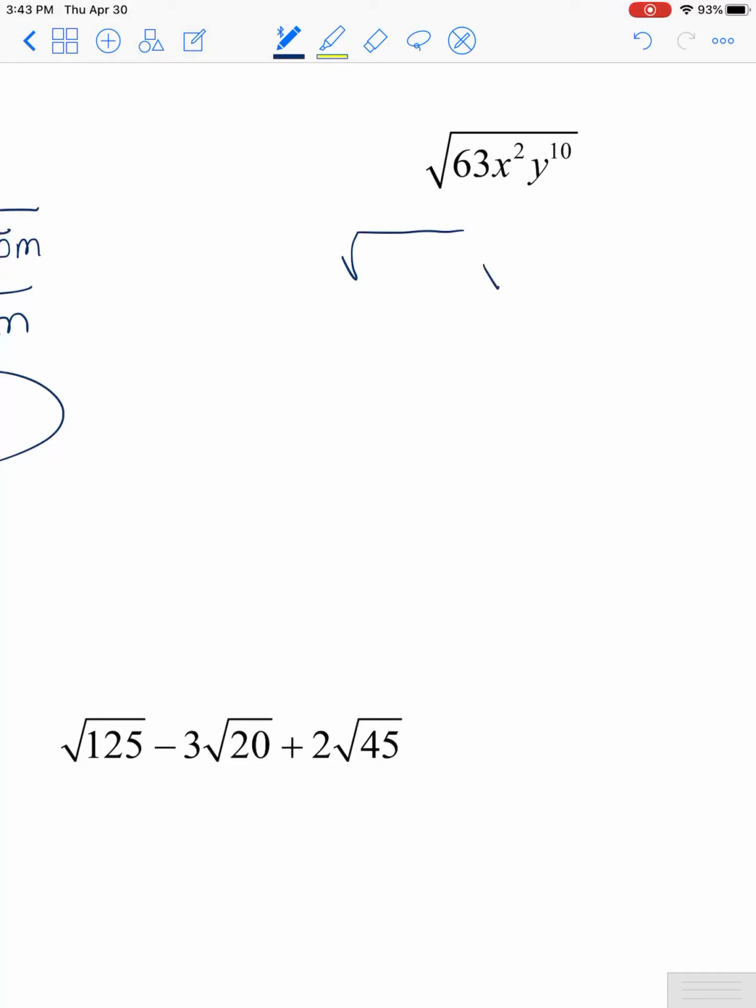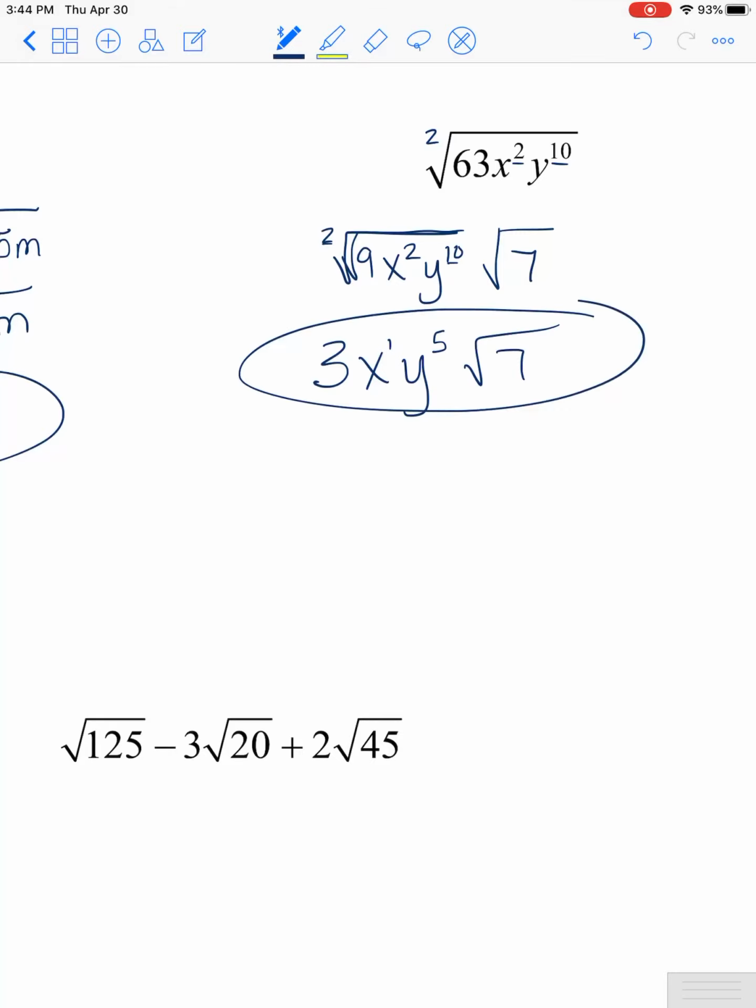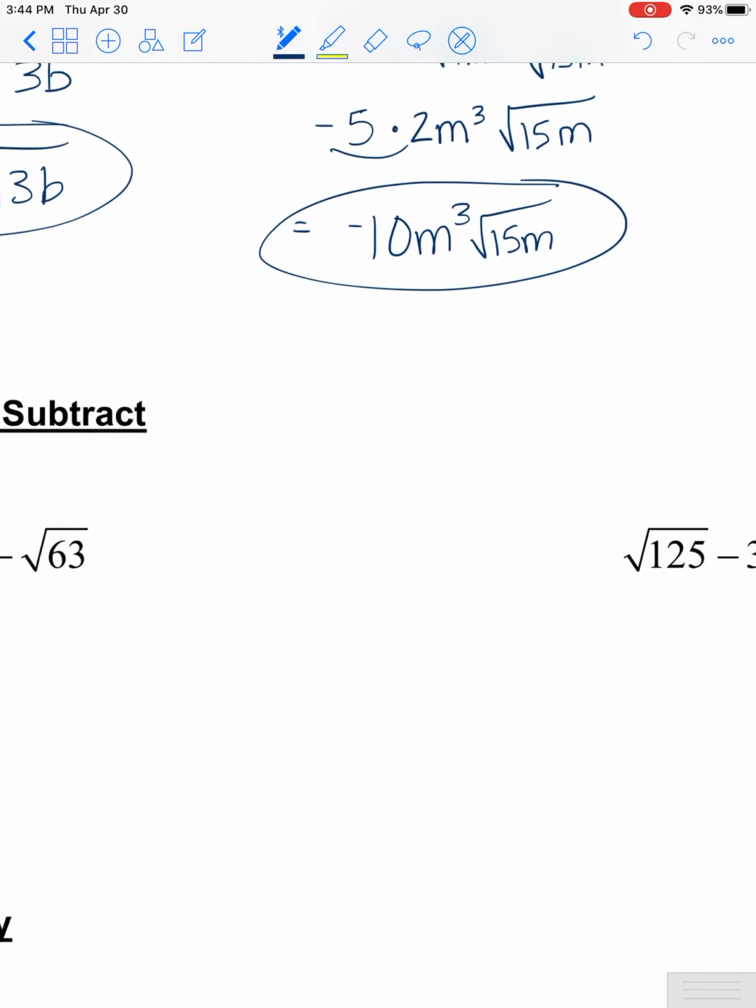All right, if we move on to the next one, same thing. It looks like I have to split this up. 63, I know I can split up into 9 and 7. Now look at your exponents. Again, we're dividing by 2. So x squared I can divide by 2. Same thing with y to the 10th, I can divide that one by 2. So really, I'm just left with radical 7 over there. So go through and take the square root of these now. The square root of 9 is 3. X to the second divided by 2 is x to the 1. Y to the 5th, because 10 divided by 2 is 5, times radical 7.